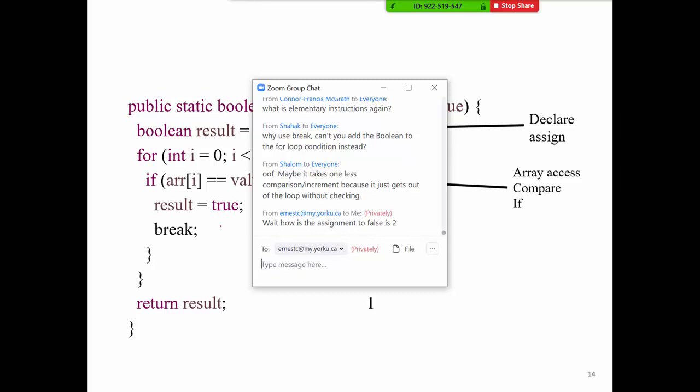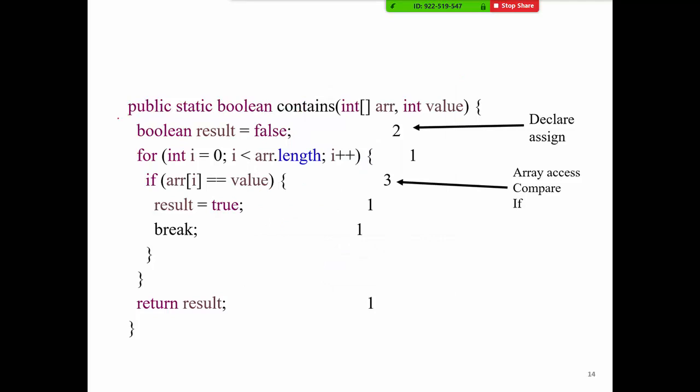Now, the assignment is 1. In the beginning here, we have 2. Why? Because we declare result and we assign. But here we just assign. There is no declaration of the result. The result is already declared on the first line of code. So the assignment here is 1. So we go and assign the value.